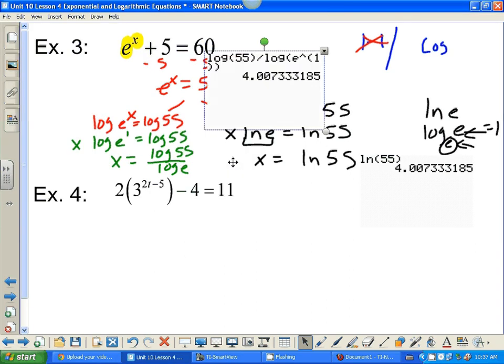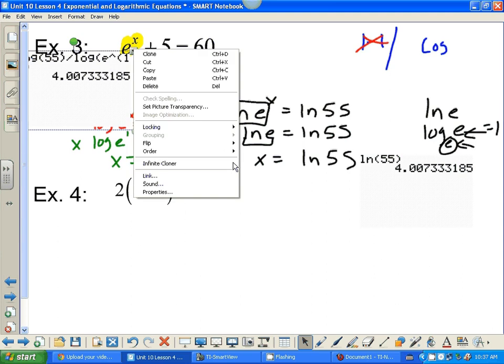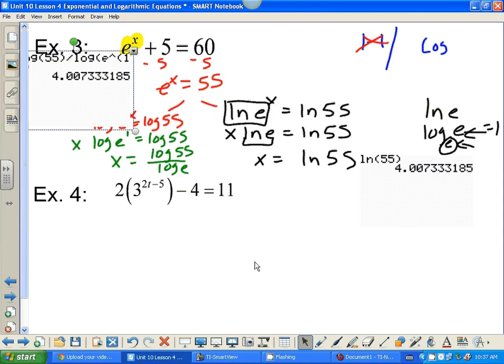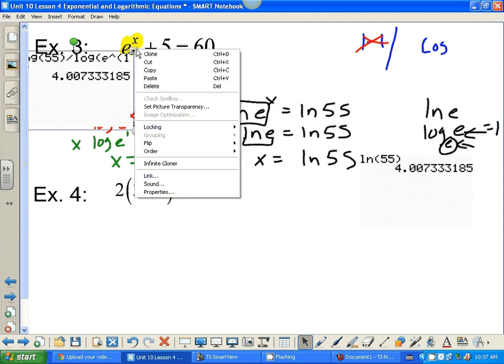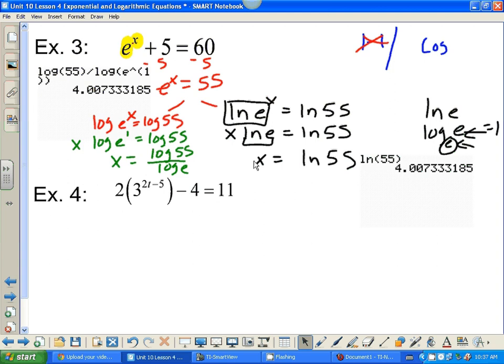So I think it has its advantages to use the natural log of e, but please know that it doesn't make a difference what base you pick on both sides.